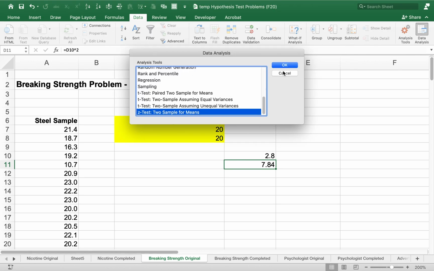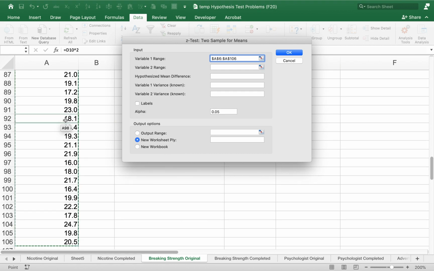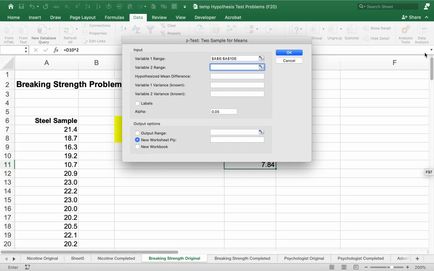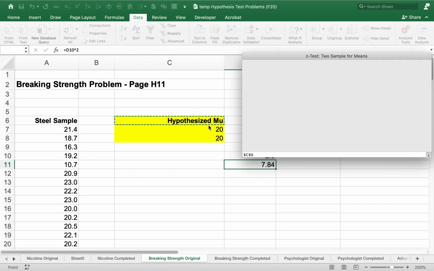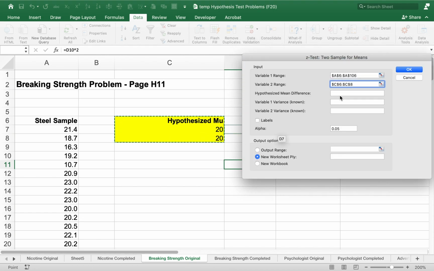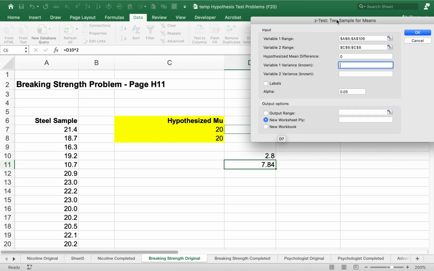All right, so z-test, 2 sample for means. Variable 1 range, these guys here. Variable 2 range, these guys here. Hypothesized mean difference is 0. And then the variance, the known variance, is 7.84. And that was that 2.8 squared.